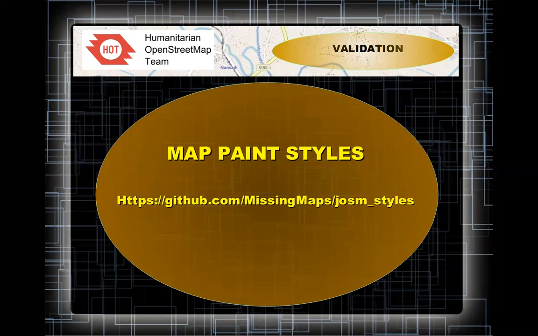Right, another useful tool that we like to use is the map paint styles. This is on GitHub and you can download that onto your JOSM the same way as you download imagery. I will show that to you when we go to JOSM. But in the meantime, just remember map paint styles is another very useful tool.